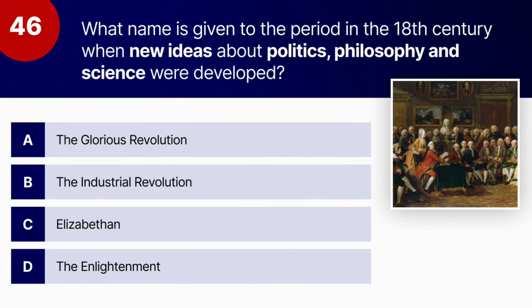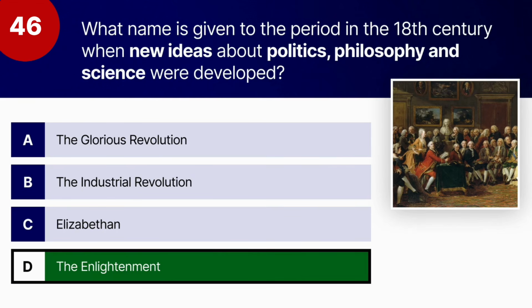What name is given to the period in the 18th century when new ideas about politics, philosophy, and science were developed? A. The Glorious Revolution, B. The Industrial Revolution, C. Elizabethan, D. The Enlightenment. The answer is D. The Enlightenment.